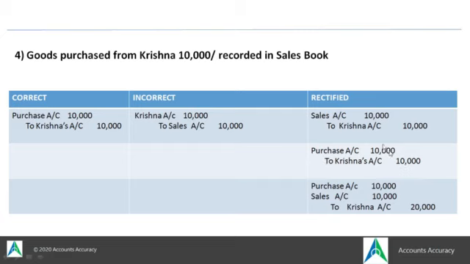Now here also you can see Krishna has been credited in both these entries. So Krishna could be combined together and written as together. So you just combine both the above entries and you can make the entry as purchase account debit, sales account debit to Krishna account. Your 10,000 plus 10,000 will make 20,000. Krishna account will be credited with 20,000 and your rectified entry will be the combined entry, that is purchase account, sales account to Krishna account.